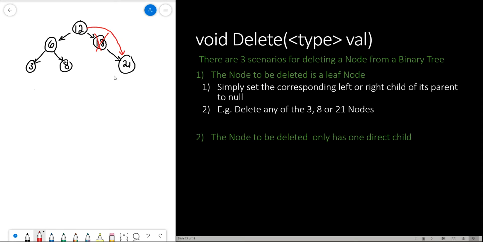The way that we do that is a two-step process. The first thing you're going to do is set up the connection to that 21. So you've got to be at the parent. Assuming you're at the parent or at the child, let's say we're at the parent. So at the parent of delete node.